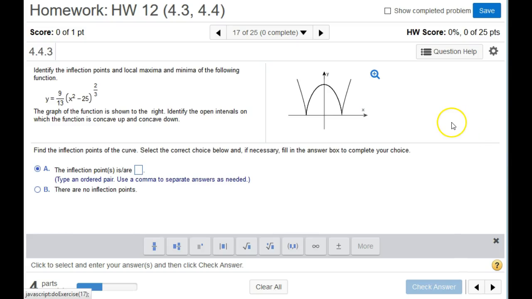Hi everyone. Cole asked me to go over problem number 17 on homework 12, so I just wanted to go over that with you. I typed it up on the pinned discussion board, but I also want to talk you through it in case it's still confusing.